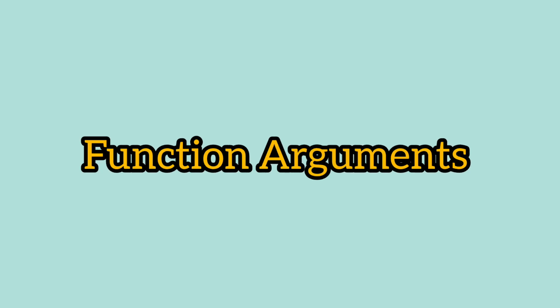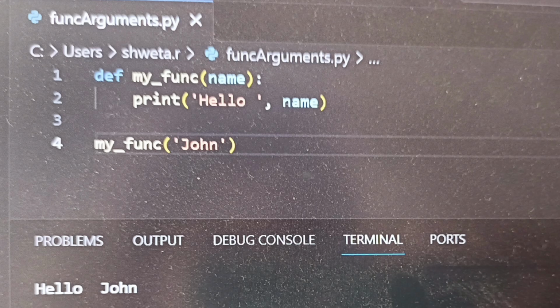You can pass information to the function as arguments, and it is given after the function name. For example, here in function myfunc we are creating a variable called name which takes a value. We call the function myfunc and pass the value John to it, and in the output we get hello John.